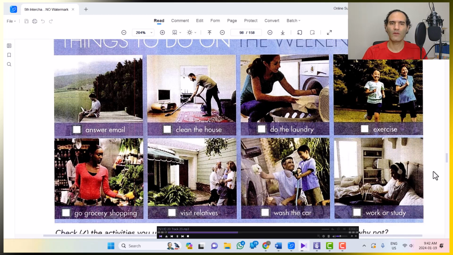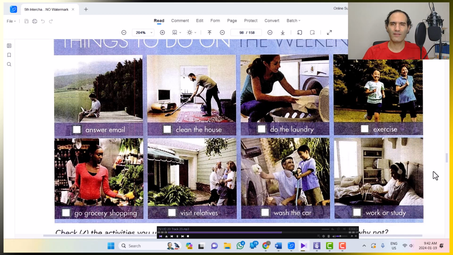Answer email. Clean the house. Do the laundry. So we need to memorize that. For laundry, we say do the laundry, and that means wash the dirty clothes.